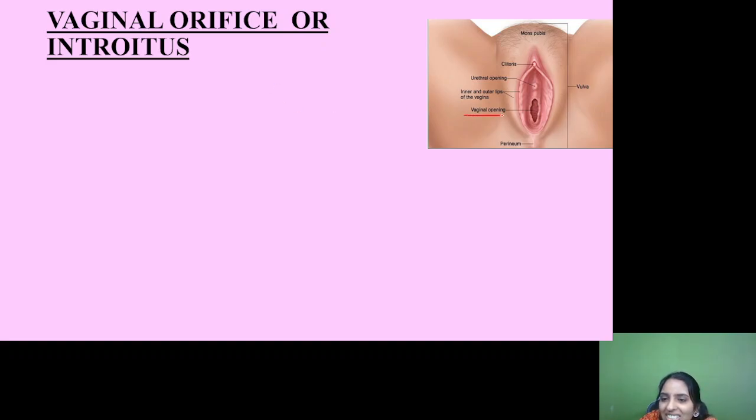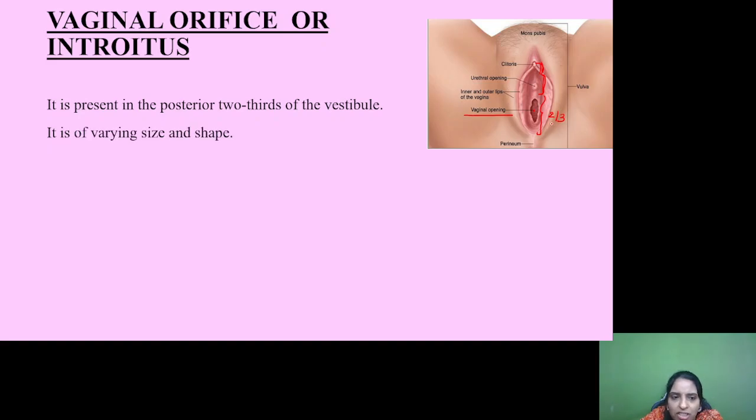This is the vaginal orifice. Okay, we'll see regarding it. It is present in the posterior two-thirds of the vestibule. Just now we have discussed that the vestibule is a box, a chamber, and it consists of some important structures. If this is completely a vestibule, this is the anterior one-third, right? And this is the posterior two-thirds. First point: it is present in the posterior two-thirds of the vestibule.